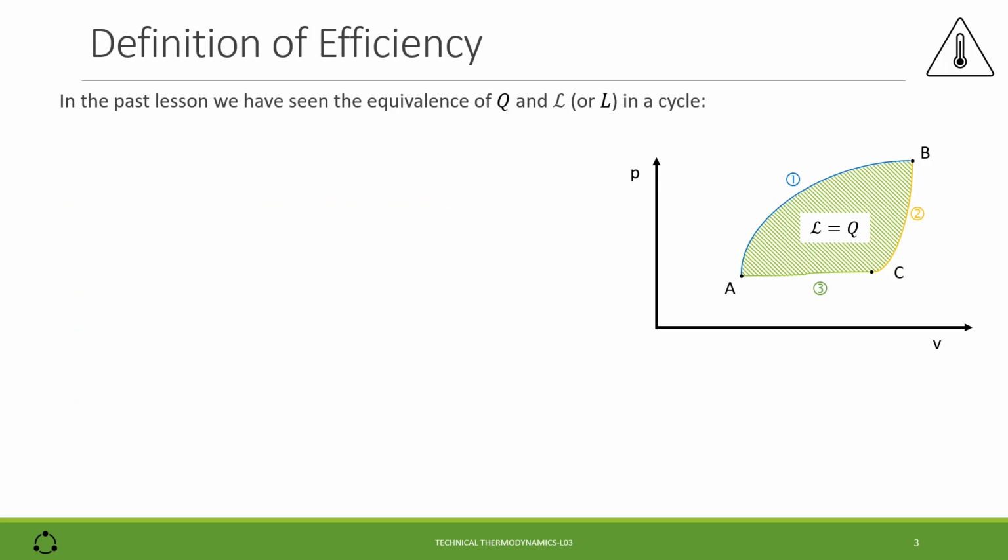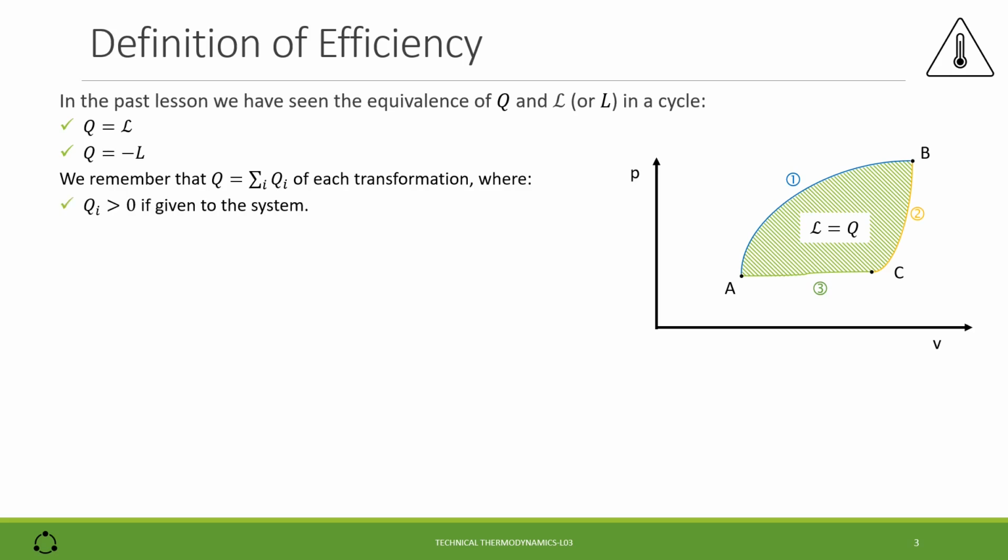In the past lesson, we have seen the equivalence of the heat and the technical or thermodynamic work in a cycle, remembering that the heat and thermodynamic work are equal and the heat and technical work are opposite. We remember that the heat of a cycle is the sum of the heat exchanged in each transformation, where the single heat is positive if given to the system and negative if given to the recipient.